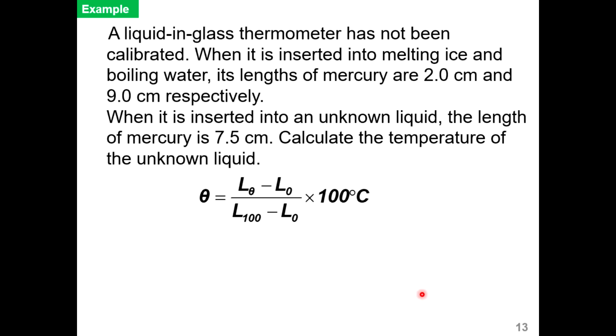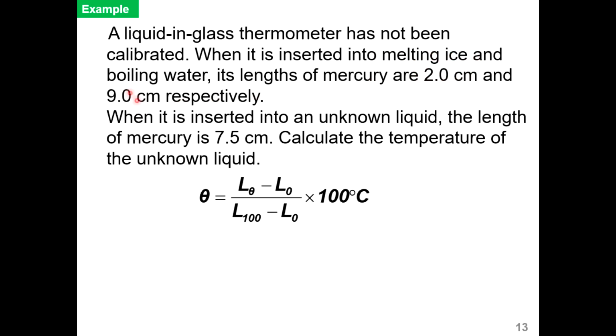Look at this example. We have a liquid in glass thermometer that has not been calibrated. When it is inserted into melting ice and boiling water, the lengths of the mercury are 2 centimeters and 9 centimeters respectively. Now, when it is inserted into an unknown liquid, the length of the mercury is 7.5 cm. Calculate the temperature of the unknown liquid. So which one is the L0? L0 will be this.